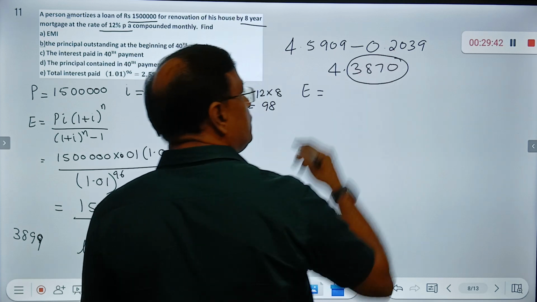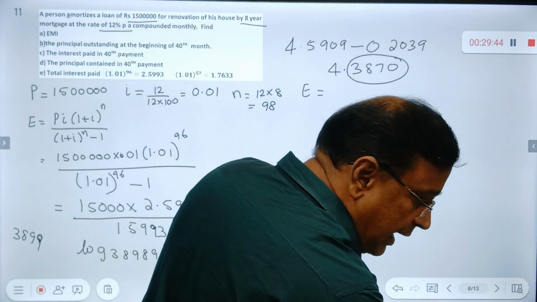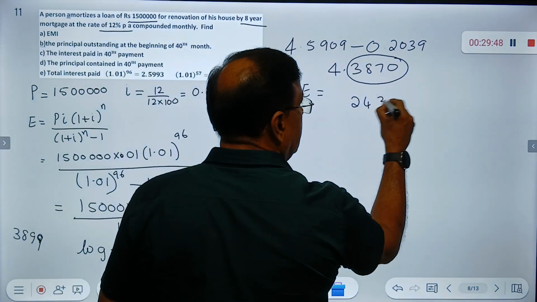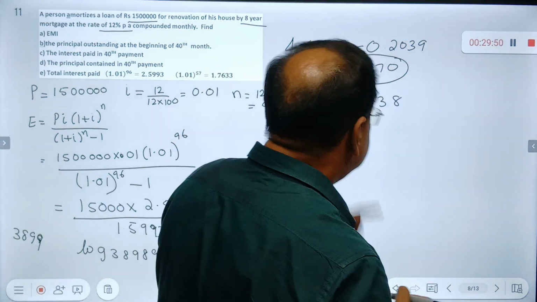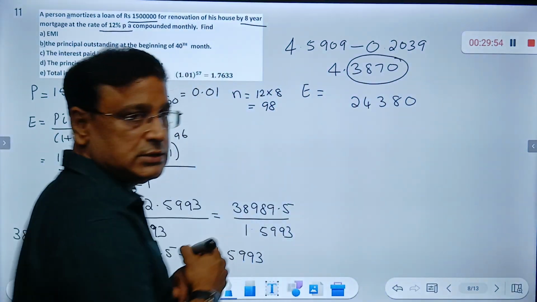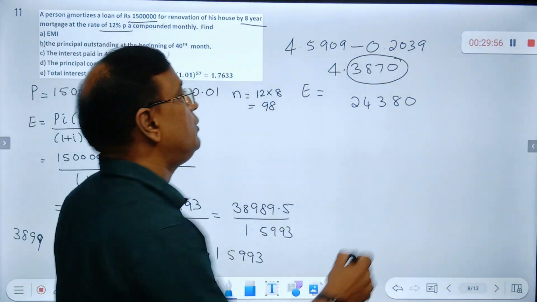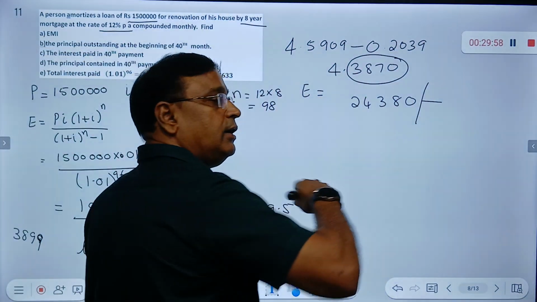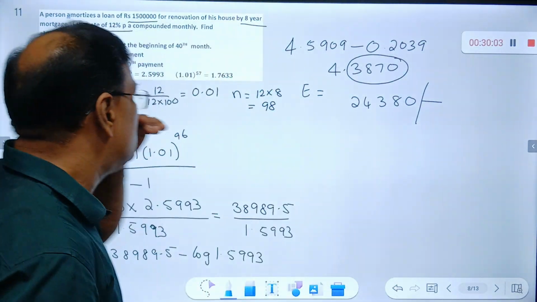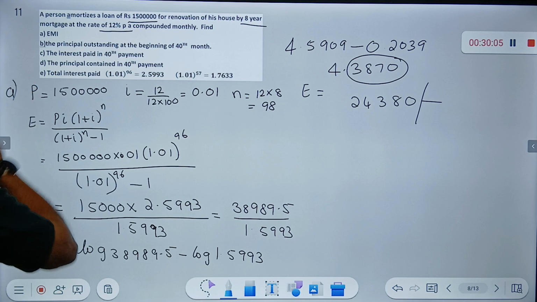So my EMI will be the anti-log of this. What is the anti-log of 3870? Anti-log of 3870 is 2438. Since the characteristic is 4, it has to be a 5-digit number, so multiplied by 10. So this will be your EMI. If this is wrong, everything will go wrong. So make sure you don't make any mistake in the calculation. So that finishes the first subdivision.